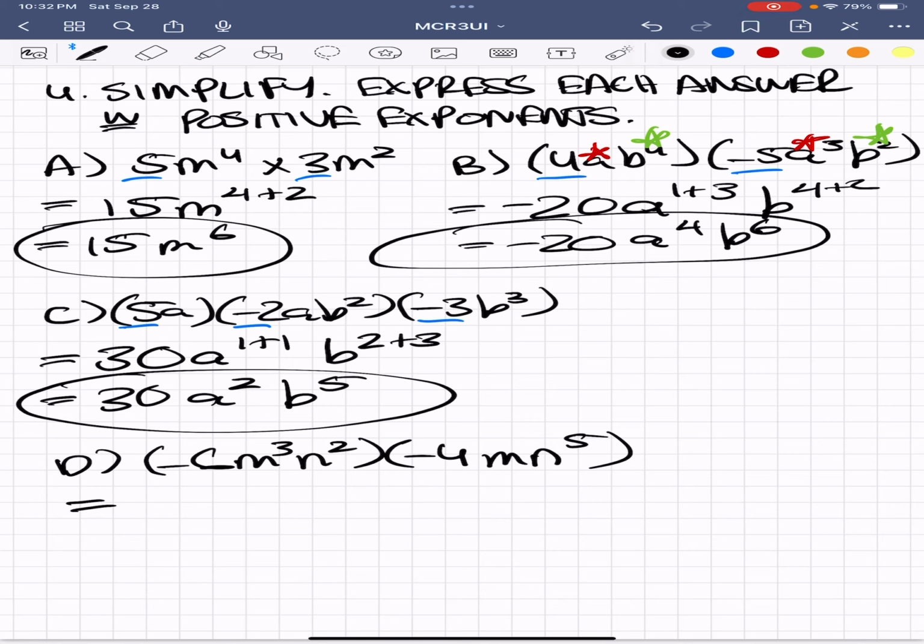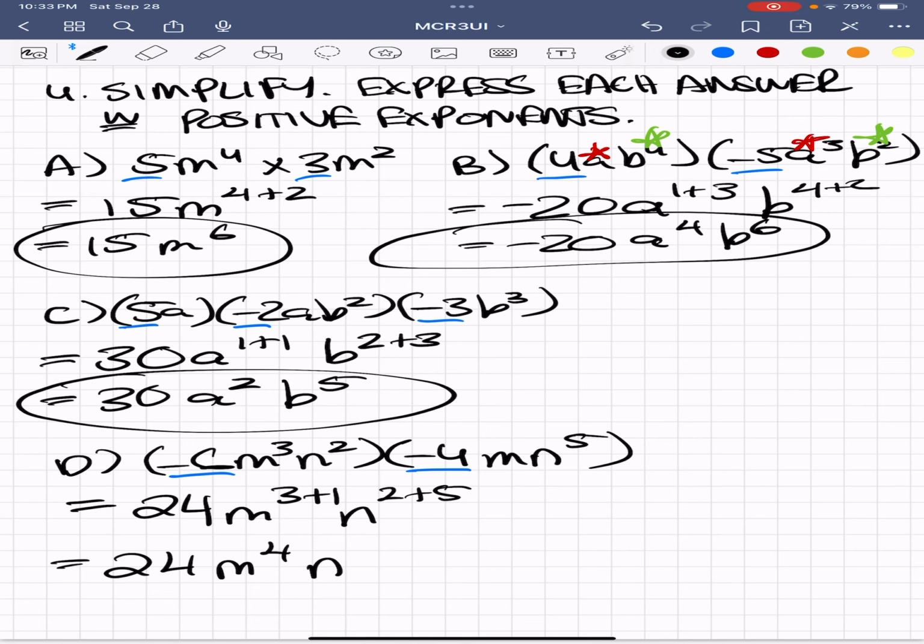We have question D. So we are going to multiply -6 and -4 together to get +24. And then we have m to the power of 3 and m to the power of 1. And we have n to the power of 2 and n to the power of 5. Meaning we have 24, m to the power of 4, n to the power of 7. There you go. And that's our final answer.